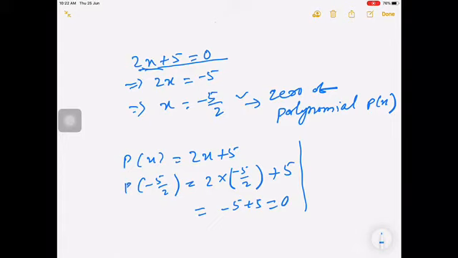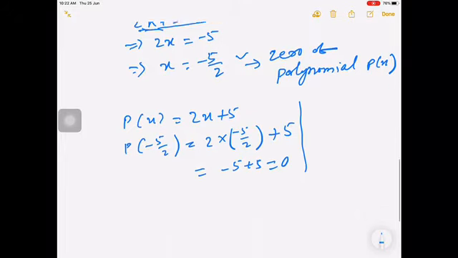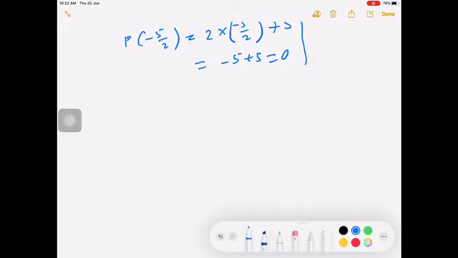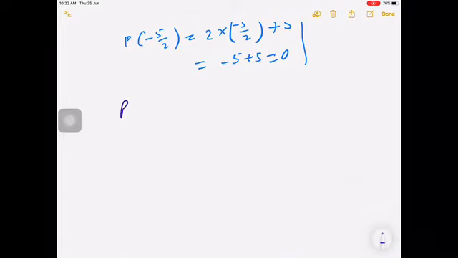Otherwise, we can go for trial and error method. We shall go on putting different values of x, and when the value becomes 0, then it becomes the 0 of the polynomial. Let us take another example. Suppose p(x) equal to x square minus 5x plus 6.